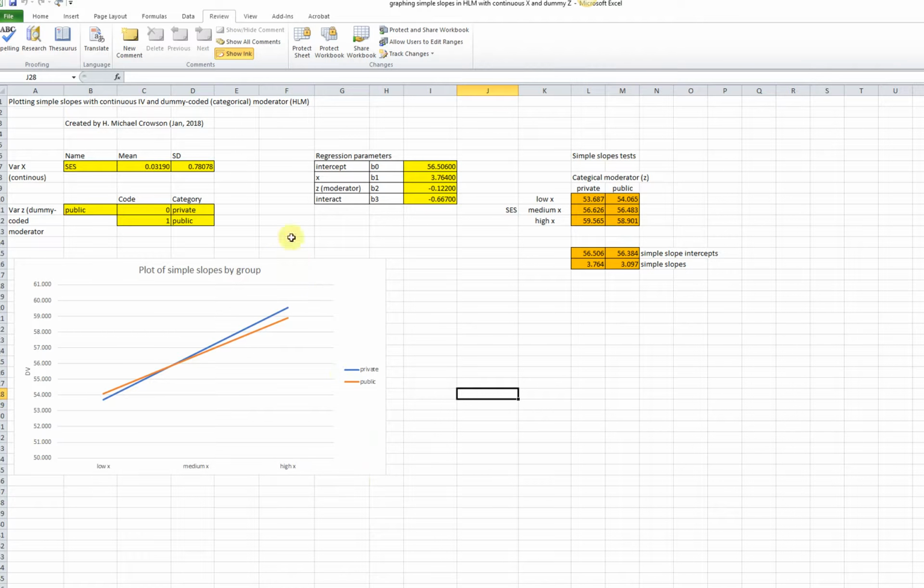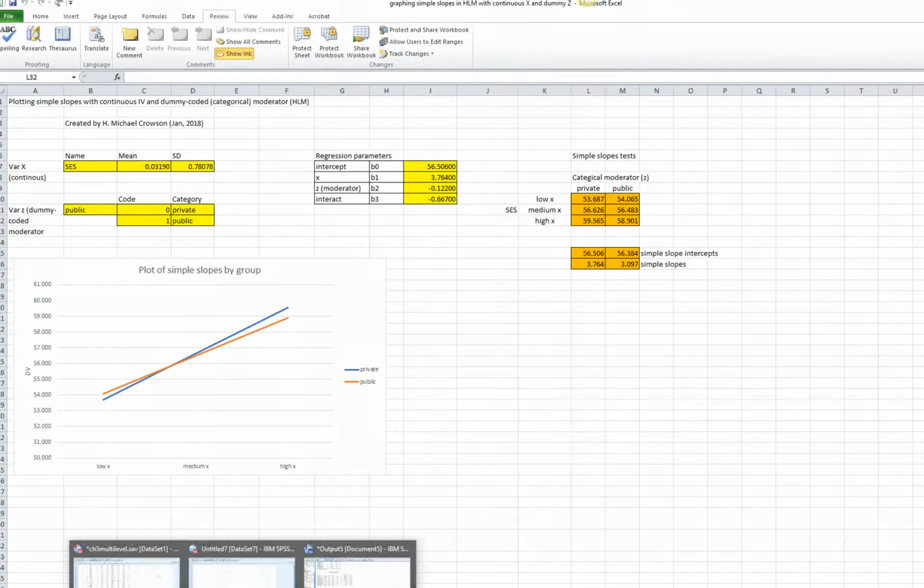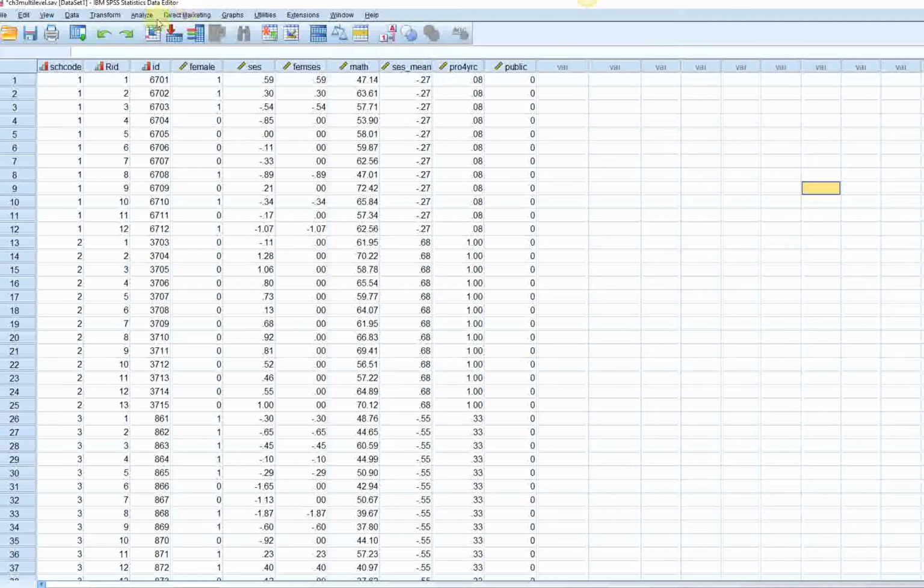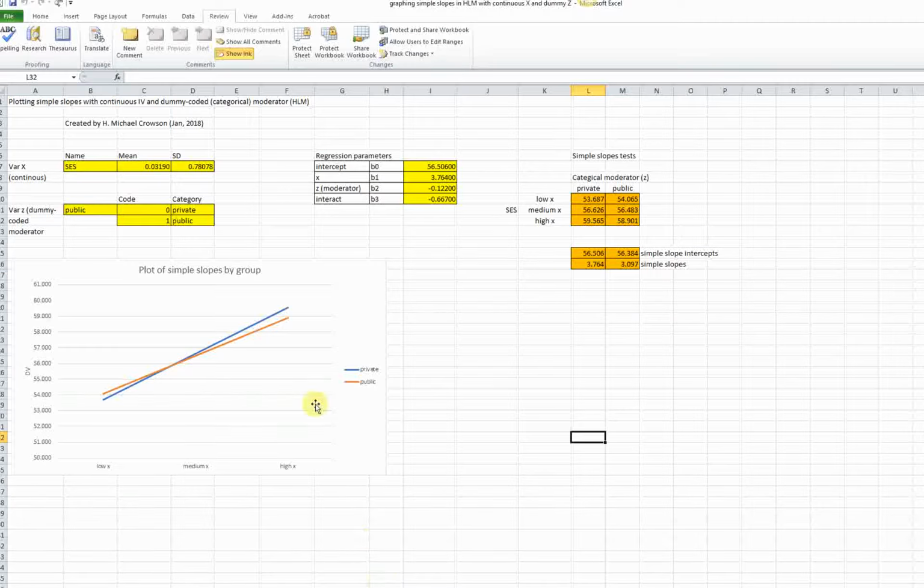So how did I do this? Basically I just utilized the calculator that I created, plotting simple slopes with continuous IVs and a dummy coded categorical moderator for HLM. And the actual title of the calculator is Graphing Simple Slopes in HLM with Continuous X and Dummy Z. So to walk you through the steps, first of all, I needed to have the mean and standard deviation for the level 1 predictor.